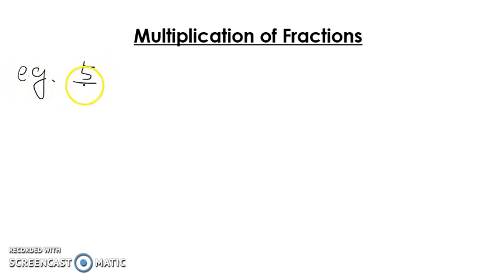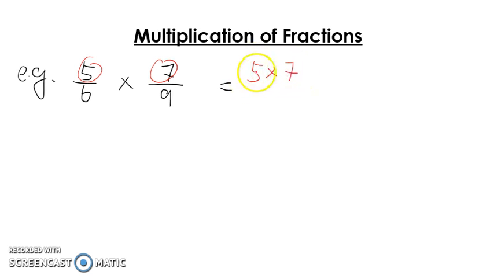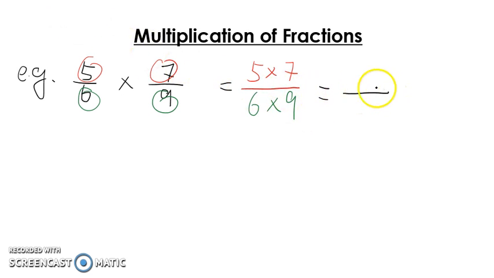5/6 multiplied by 7/9. Simply what you do is you multiply the top two numbers together and then you multiply the bottom two numbers together. Like I said, it requires the basic multiplication skills. 5 times 7 equals 35, and 6 times 9 equals 54. And that is it.